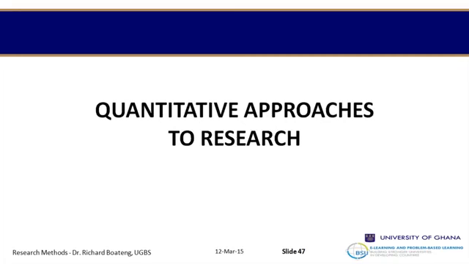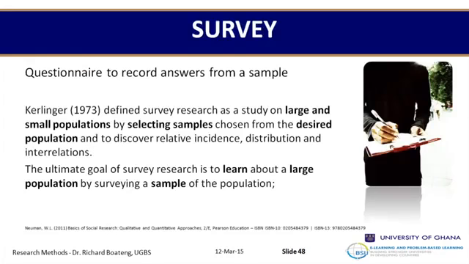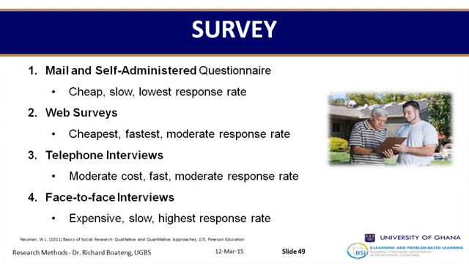Good. But with the quantitative approaches, you have the major one, survey. Survey, I think almost all of us know. It's like you're trying to do a study on a sample to be able to predict a phenomenon in a given population. So you select a sample and then you record answers from the sample. Now there are different types and approaches of conducting surveys. You've got a mail and self-administered questionnaire. You've got the web surveys. You've got telephone interviews, and you've got face-to-face. All of them have got their advantages and disadvantages.